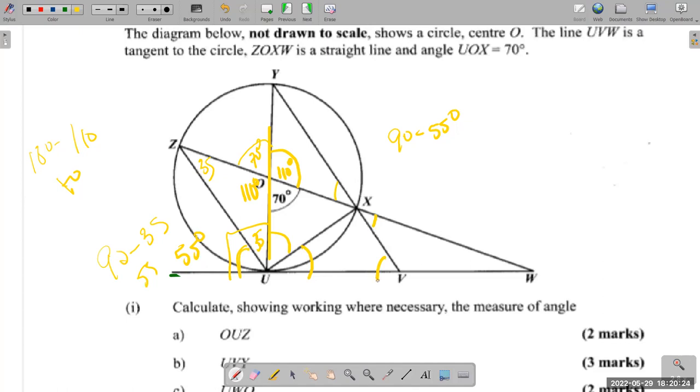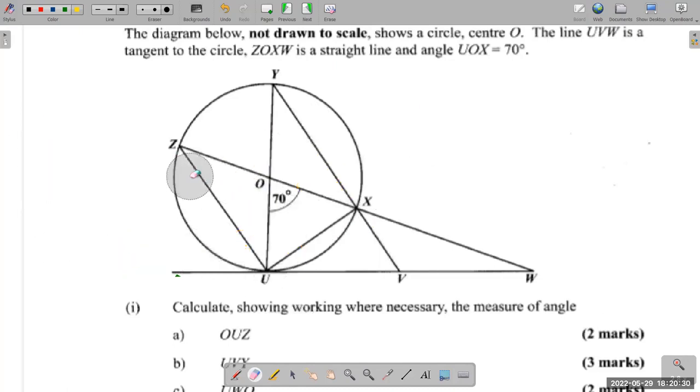Everybody with me? That was a lot. That was a lot, but I hope everybody was able to follow. And as we see here, we not only made use of the theorems, we made use of the geometry rules: vertically opposite, supplementary, isosceles angles. So, all right, let's take a look at the actual question now.